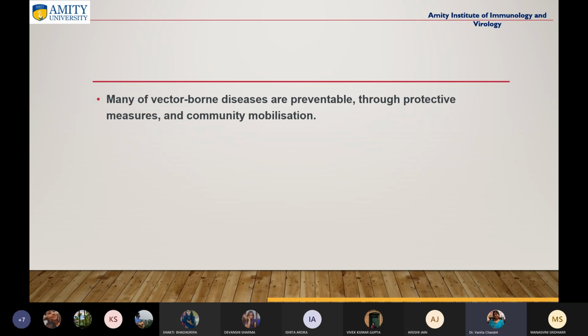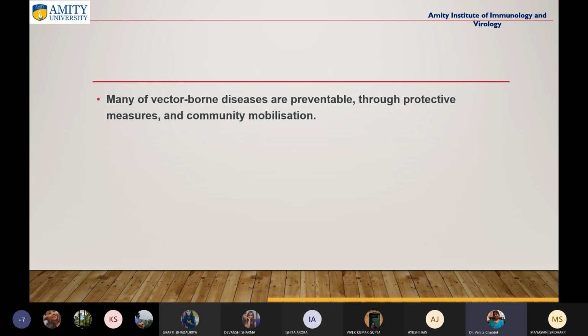Many vector-borne diseases are preventable through protective measures and community mobilization. What does this statement mean? It means this is in our hands. These diseases can be easily managed if there are good sanitation practices. If we don't allow water storage, if the water is replaced, or we put some oil in the coolers, or we replace the water in the coolers very frequently, mosquitoes don't breed. So it totally depends upon us. If good practices are followed, vector management can take place, so disease can also be managed.